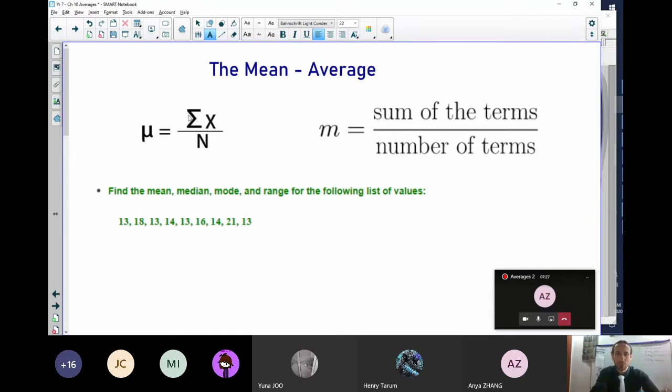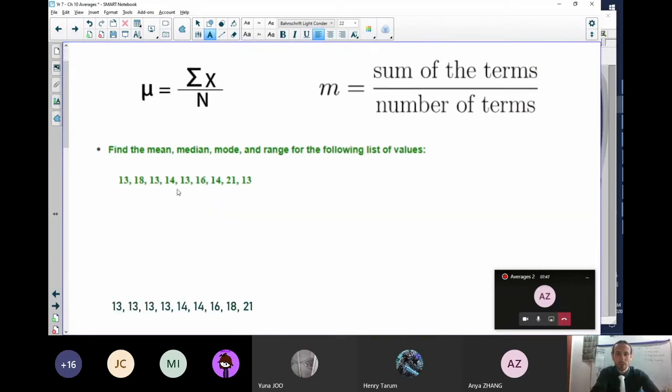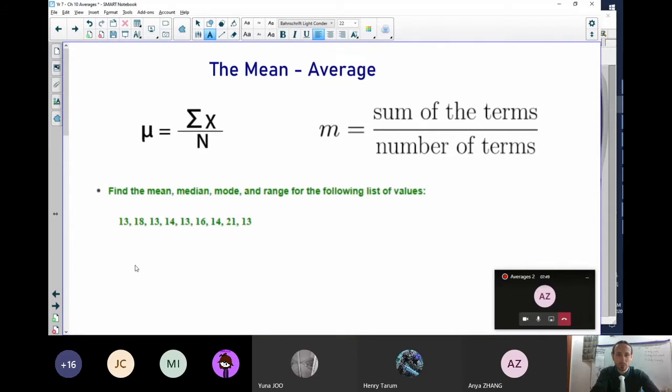So this little notation here is called a sigma. It's part of the Greek alphabet. And this says the sum of X, or the sum of all of your terms. And we can see this written here: the sum of all of the terms, divided by the number of terms that you have. So let's easily find the mean for this group.